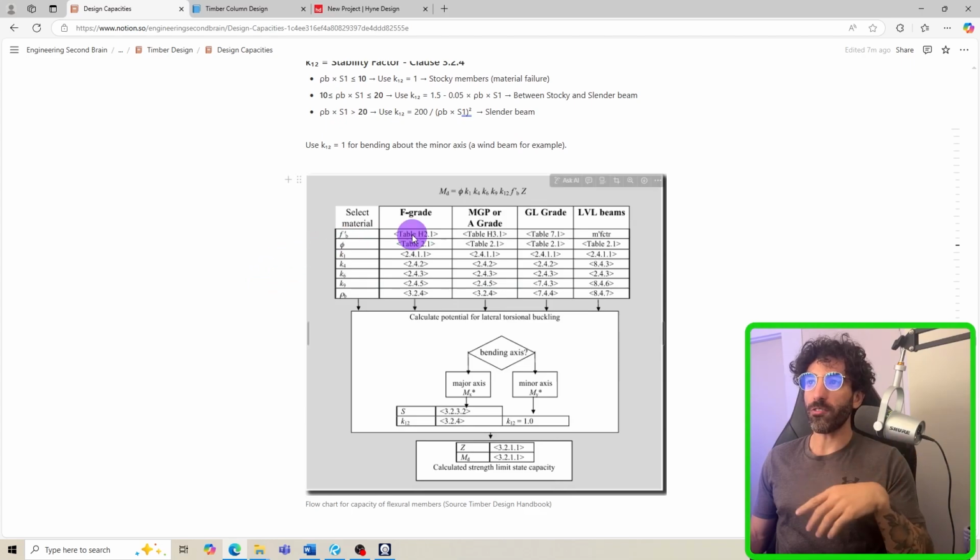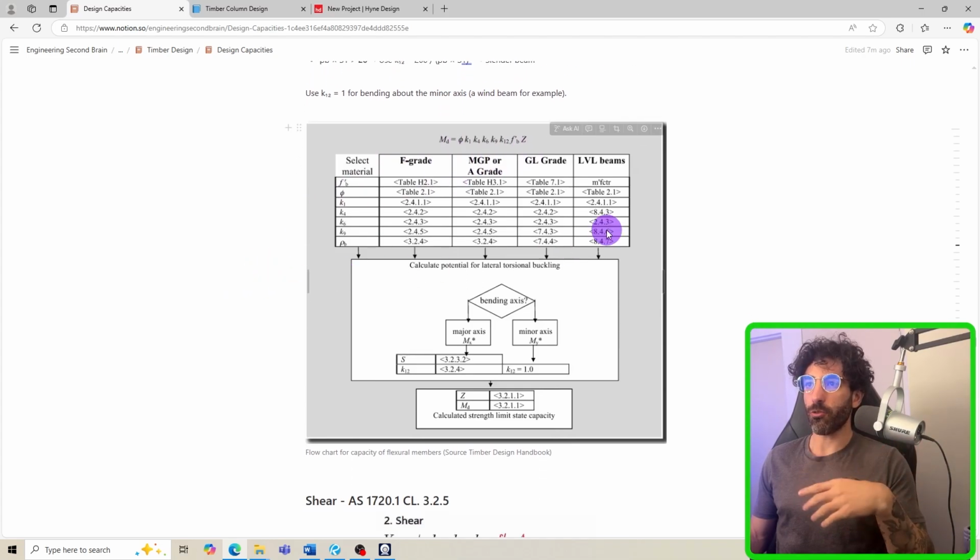So now you know all the factors to work out a member in bending. There's a flow chart here that you can follow to make it easier for you. And that's pretty much it.